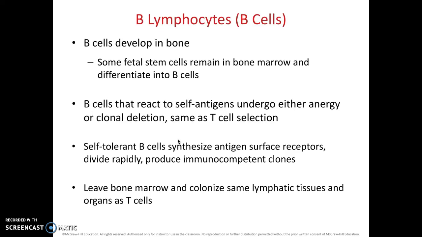as T cell selection. So those B cells that are self-tolerant, which means they pass that selection, are able to synthesize antigen surface receptors, divide rapidly, and produce immunocompetent clones. That means they can produce clones that are able to recognize antigens. So these B cells can then leave the bone marrow and colonize the same lymphatic tissues and organs as T cells.